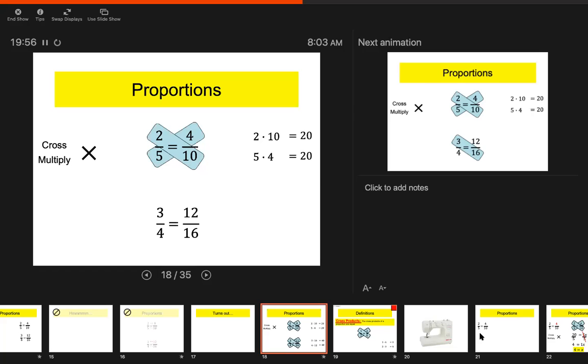Proportion. This isn't cross reduction just because it's not multiplication. If there's a multiplication symbol here instead of an equal sign, we cross reduce. Instead, equal sign, we do cross multiplication. What's 3 times 16? 48. What's 4 times 12? 48. Works this way every single time. By the way, it must work this way. There are no exceptions. None. It will always work this way, cross multiplication.